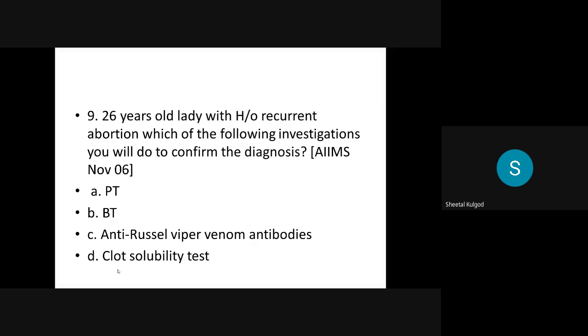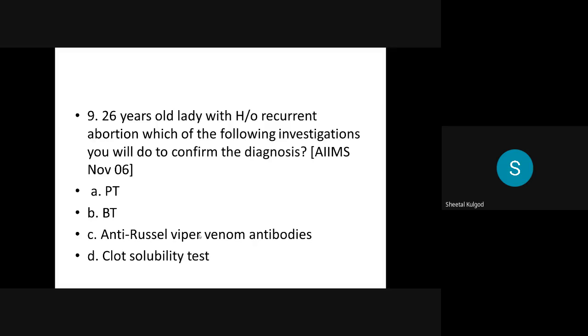Do you all remember how we studied how to investigate antiphospholipid antibody syndrome and which are the tests to be done, especially the clotting tests? See, PT and BT, they are all non-specific. They do not actually give rise to a specific diagnosis to identify any cause of recurrent abortion, right? They are non-specific tests. And even clot solubility test is again a non-specific bedside test. So the one which will actually tell us the cause of recurrent abortion is what we need. Read the question properly. It is to confirm the diagnosis.